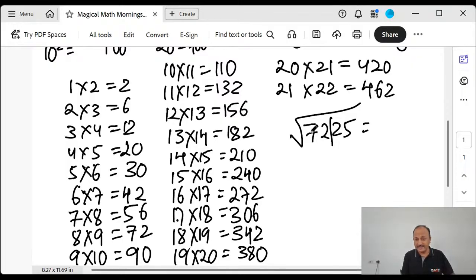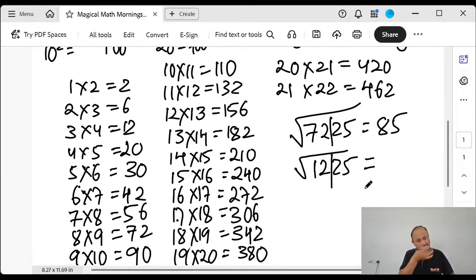Yes, 8 9s are 72. Correct? No? Therefore, 85. Square root of 1225, easily you will be able to do. Correct? No? Divide this one into two halves. First half, you find how you can express that one as the product of two consecutive numbers. 3 4s are 12. Correct? No? Therefore, the smaller number among them is 3. Therefore, how do you write the answer? Square root of 1225 as 35.